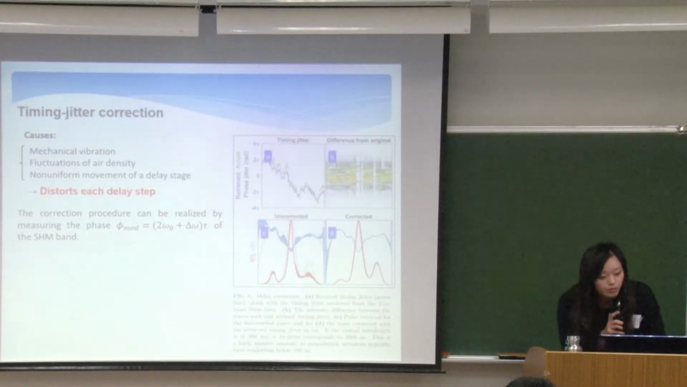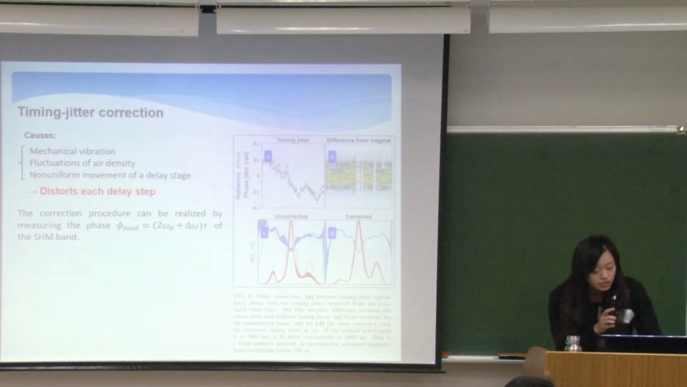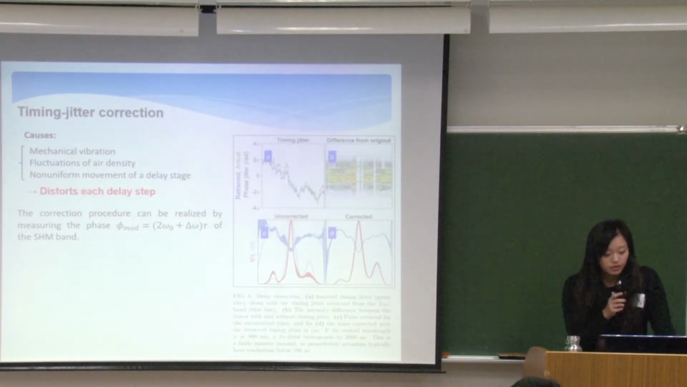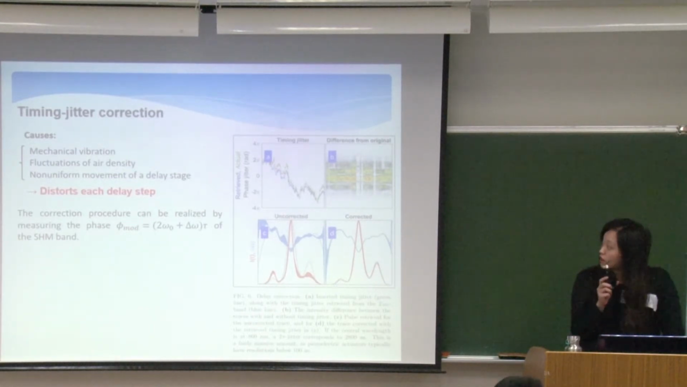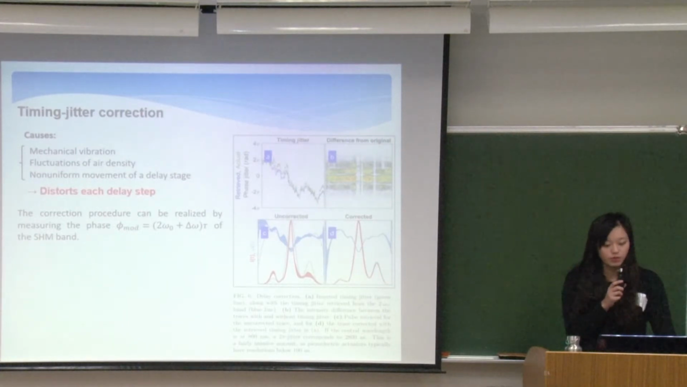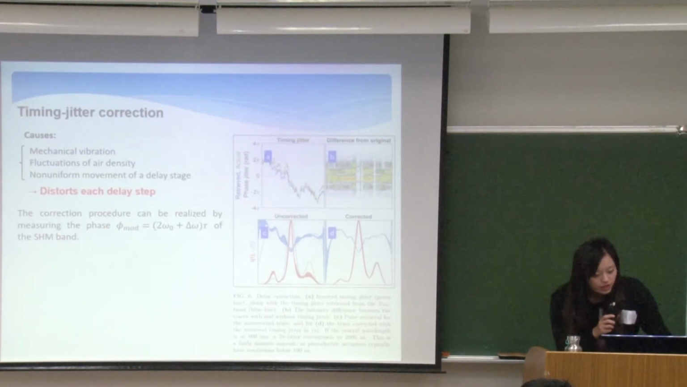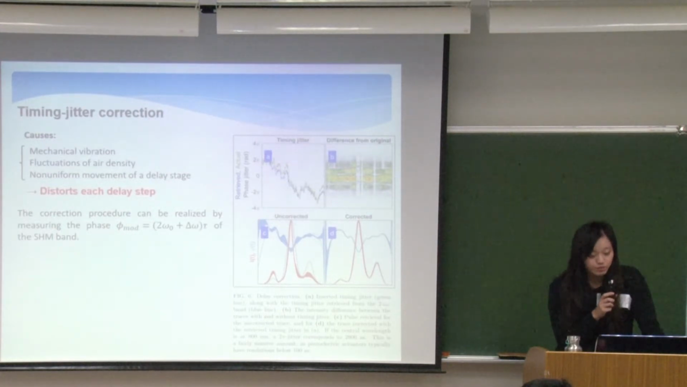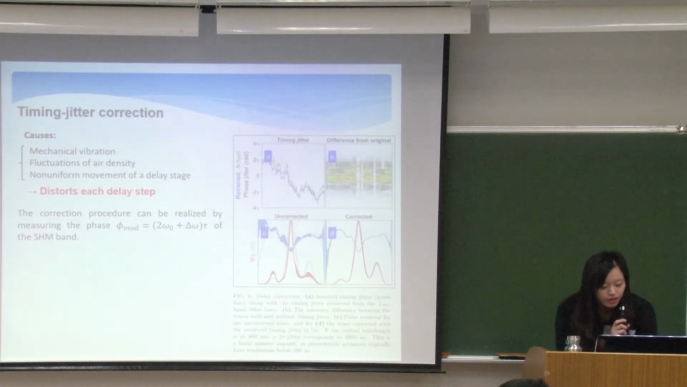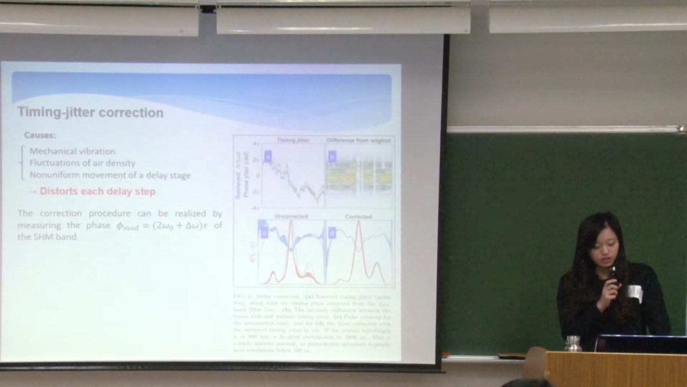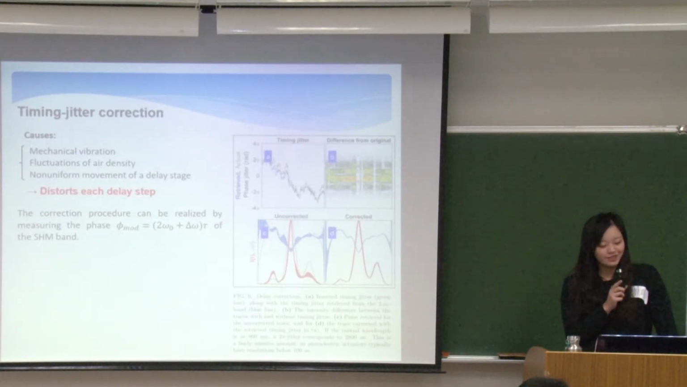And I'm talking about the timing jitter correction. It's caused by a few reasons, such as mechanical vibration, fluctuation of the air density, or non-uniform movement of the delay stage, which distorts each delay step. The correction procedure can be realized by measuring the phase of modulation equal to (2ω0 + Δω)τ of the SHG band.